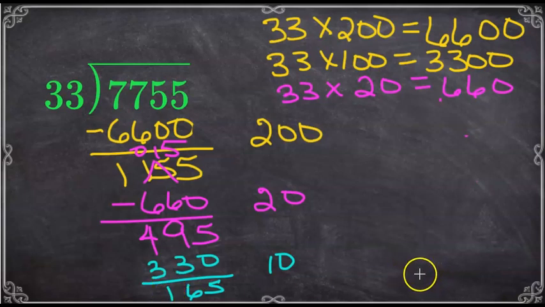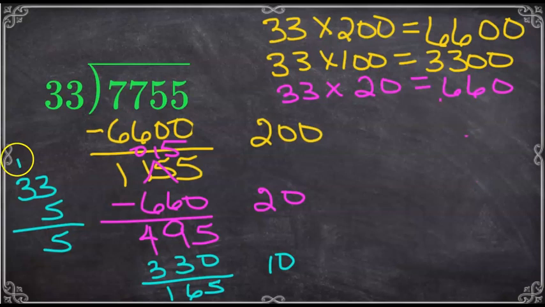Well, 33 times 10 is too big because that's bigger than 165. Let's try 33 times 5. I'm going to put it over here, just out of the way. That's going to be 15. And 5 times 3, yep, that works. So I'm going to put a 5 here, and 33 times 5 is 165. So 165 minus 165 is 0.